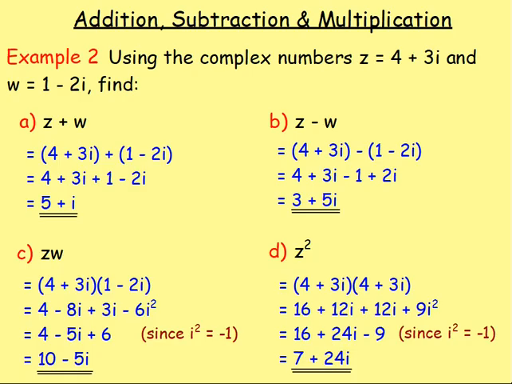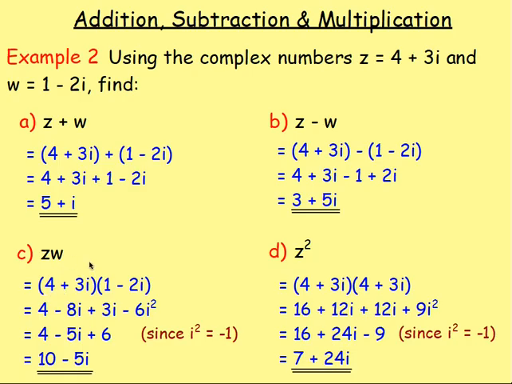We went on to look at adding, subtracting and multiplying complex numbers. To add complex numbers, all you do is add the real parts and add the imaginary parts. The same if you're subtracting, you subtract the real parts and subtract the imaginary parts. If you're multiplying them together, it's just going to be like multiplying out brackets.